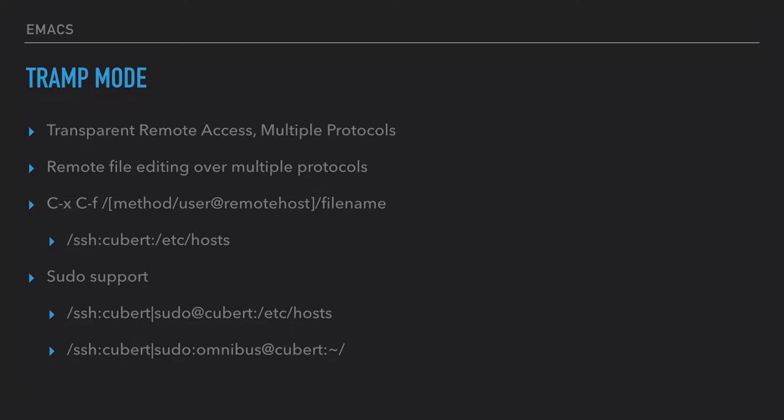And there were some other modes that predated it, but for my purposes, I use it all the time with SSH. And the way it works is if you want to open a file on a remote system, Control X, Control F, and then the method, user at remote host, and the file that you want to open. For an example, I would say /ssh:kubert:/etc/hosts if I wanted to look at the etc hosts file on a machine in my network called kubert.